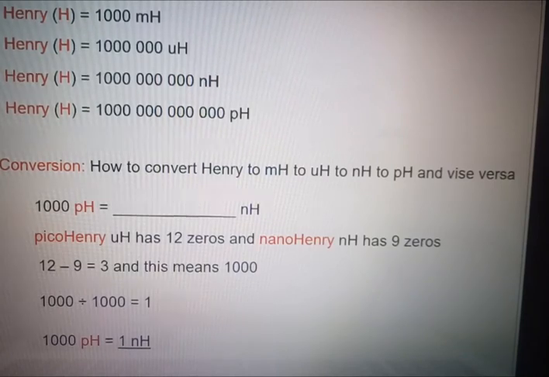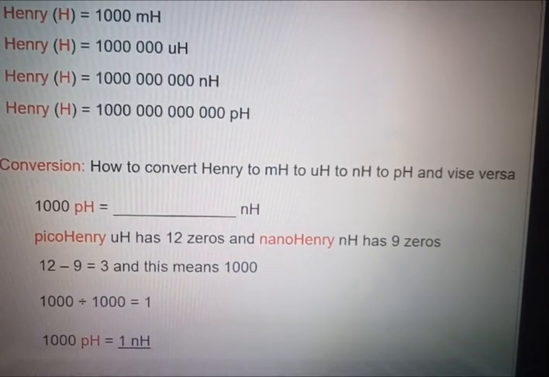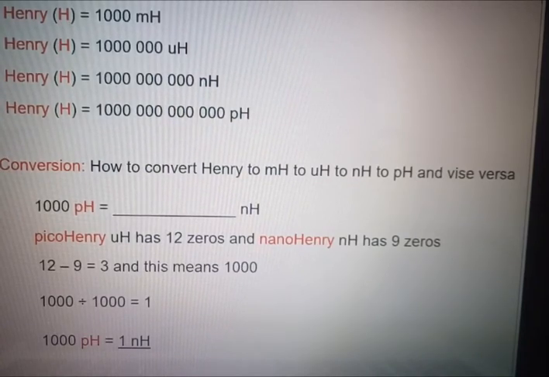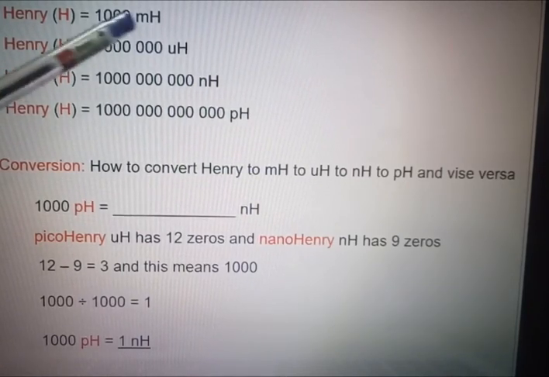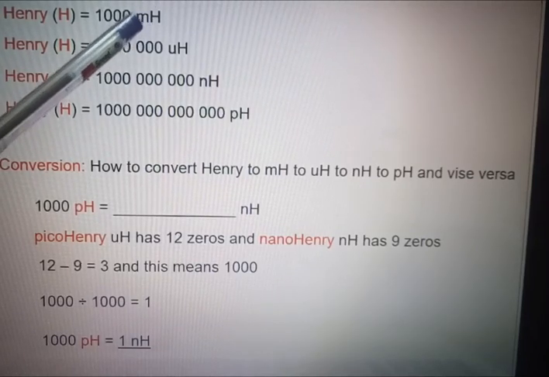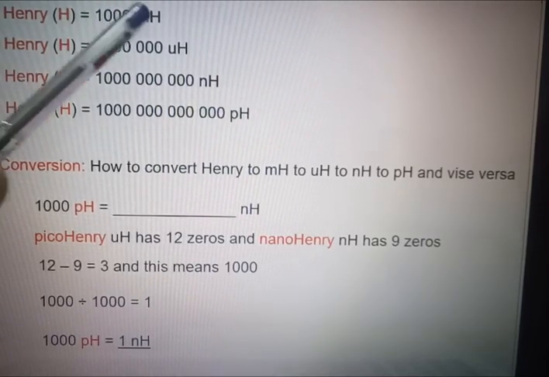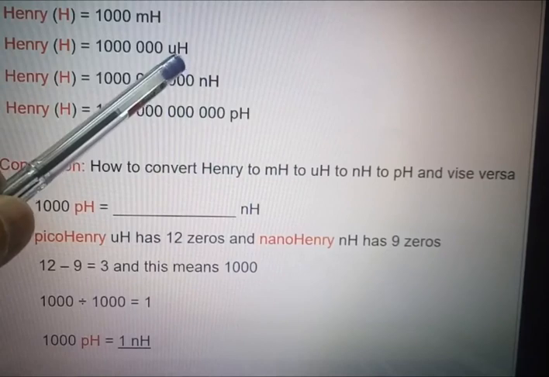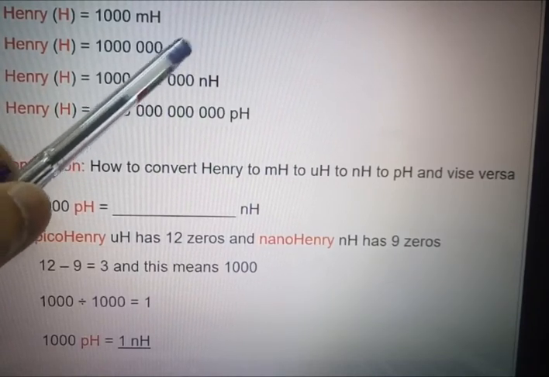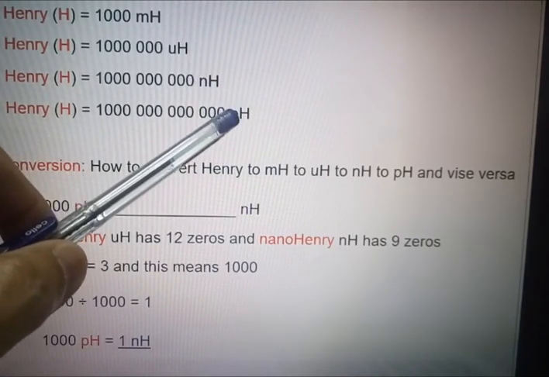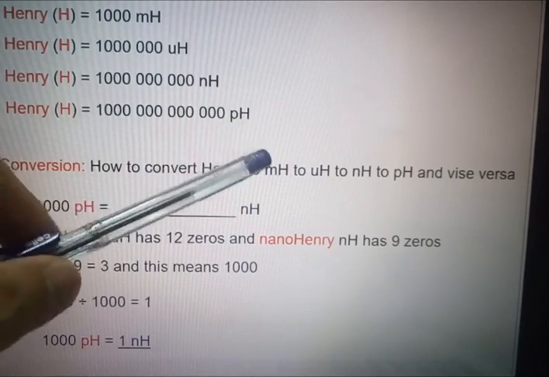Okay, so why do we use multiply and divide? If the unit starts from henry to millihenry, you're going to multiply. Or millihenry to microhenry, still you're going to multiply. And then microhenry to nanohenry, you're going to multiply. Then nanohenry to picohenry, you're also going to multiply.